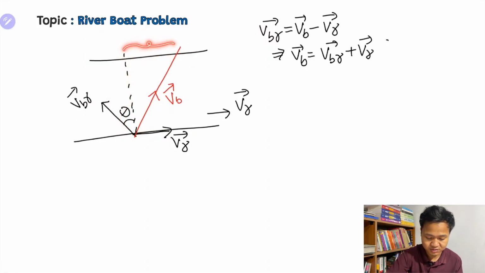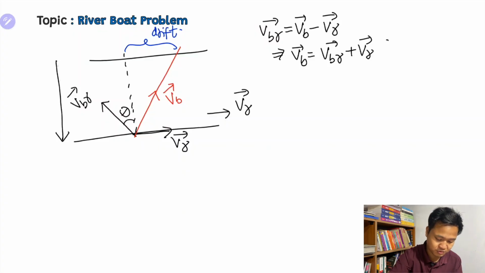So this is the exact opposite bank, the river bank. Now you see it landed here. So that means there is some displacement here, right? We call this drift. So how much the boat has drifted from the opposite bank? Drift. And let's say the width of the river will be given in most of the questions. So this is the width of the river.